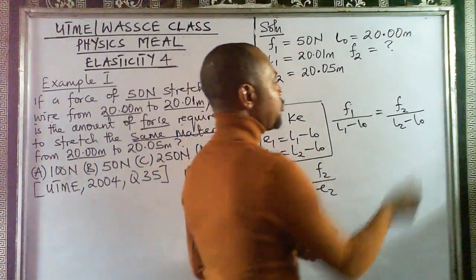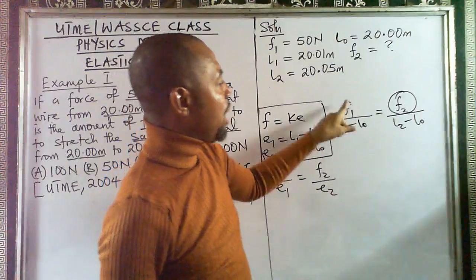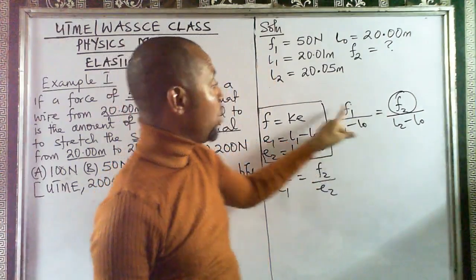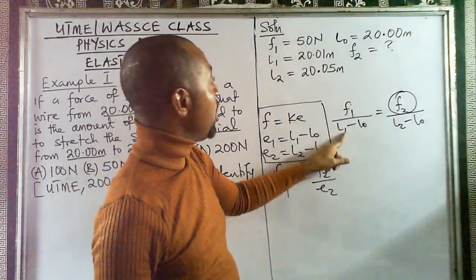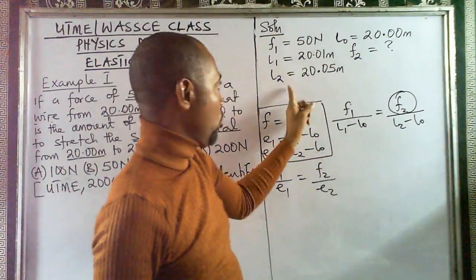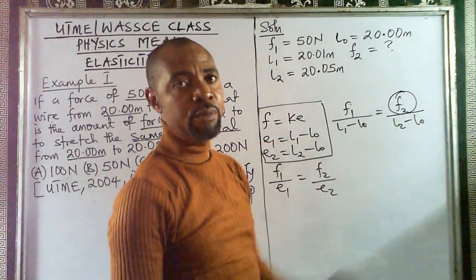I'm looking for F2. For me to use this equation to find F2, I must know every other parameter, every other quantity here. Do I know F1? Yes, I know. Do I know L1? Yes, I know. Do I know L0? Yes, I know. Do I know L2? Yes, I know. So the only unknown is F2, so this expression is suitable.